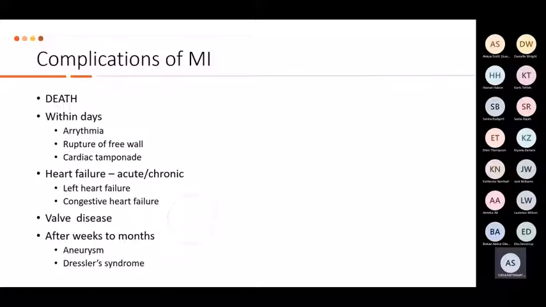Another thing you can develop is heart failure. It can be acute, so straight after your MI, or it could be a long-term thing where you end up with chronic heart failure, and it tends to be the left side of the heart, and that can progress onto congestive heart failure as well. You can get valvular disease, and after weeks to months, sometimes you can get an aneurysm, and then Dressler's syndrome can come up later on as well, where you get a bit of inflammation around the heart, because this is where you're still healing, and you've got all this scar tissue there.